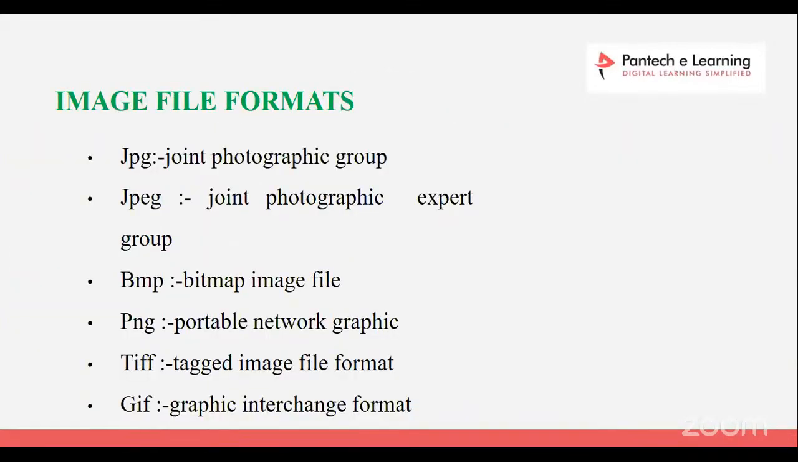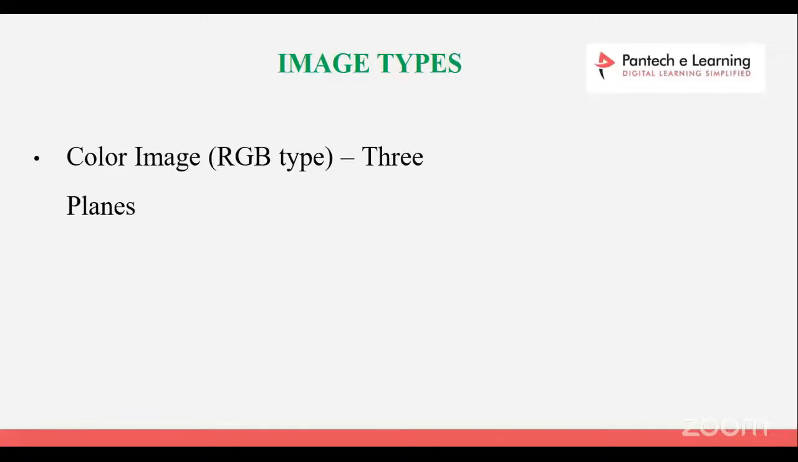In real time, we use different types of image file formats. Mostly we use JPG, JPEG, BMP, PNG, TIFF, and GIF formats. Like this, for different purposes we implement different types of images. These are all image file formats. Images have different types: RGB color images, gray color images, and black and white images.